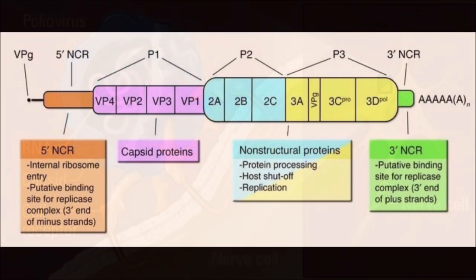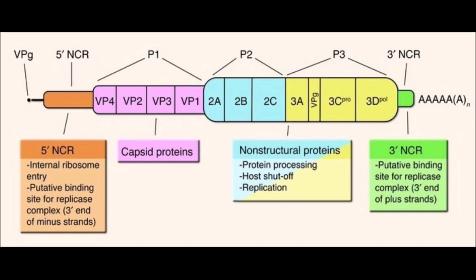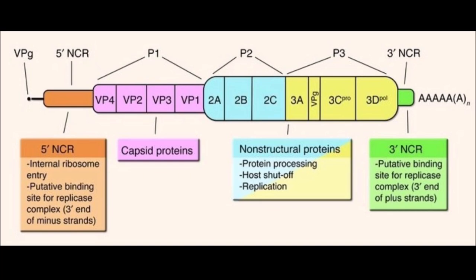The genome of the poliovirus is made up of three main parts. The 5' non-coding region is approximately 10% of the genome and is covalently bonded to the 5' end of the viral protein. There is a single reading frame that encodes all of the viral proteins, which is split into capsid proteins and non-structural proteins. Lastly, at the end of the non-structural proteins is the 3' non-coding region.